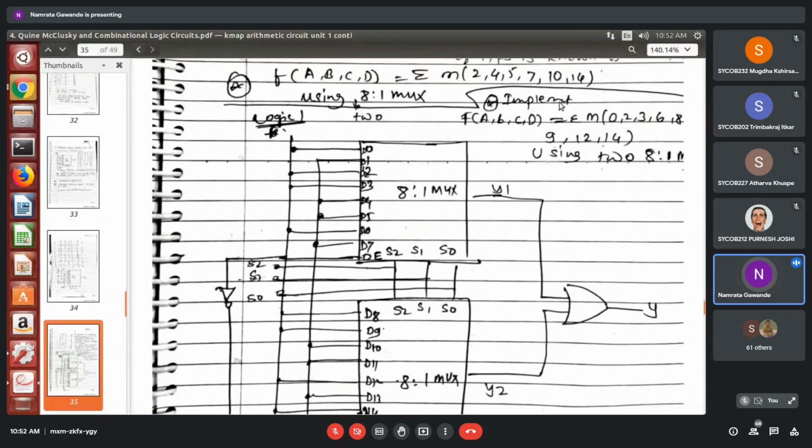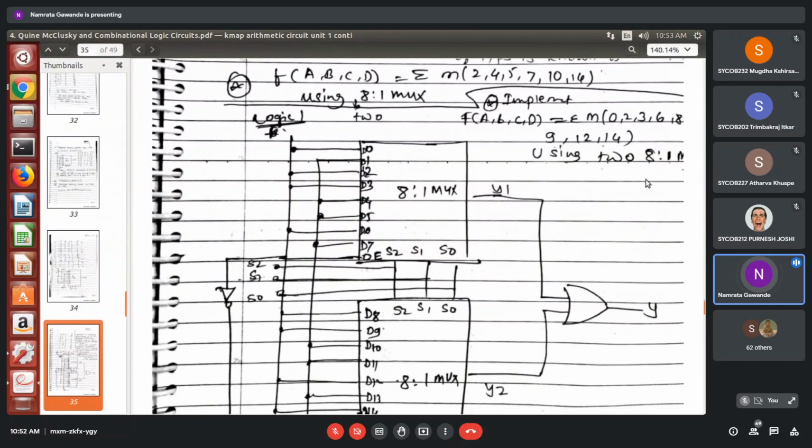Here you can see, implement function of ABCD equal to summation of M, using 2:1 mux. Now here you can see what is given. This is again 4 variables, means to realize this expression, again a 16:1 mux is required. Right? Again 2 raised to power 4 equal to 16, so 16 inputs are there. So a 16:1 mux is required, but here it is specified using 2:1 mux.